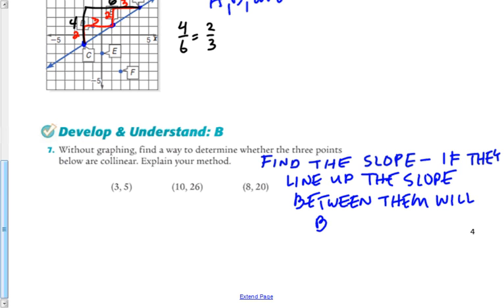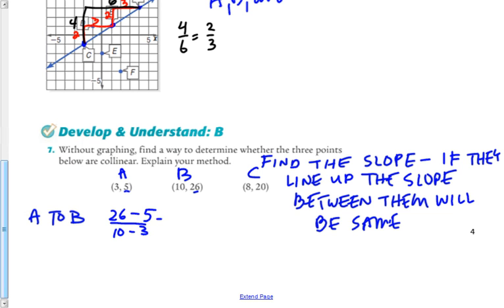Okay, so we've got to check out the slope. So let's call this point A and this point B and this point C. And so first thing we'll do is find the slope from A to B. And of course I'm going to use my slope formula here since I'm given points. So I'm going to subtract my y values, which is the 26 and 5. And then I'm going to subtract my x values on the bottom. And I'm going to get 21 over 7, divide that, I get 3.